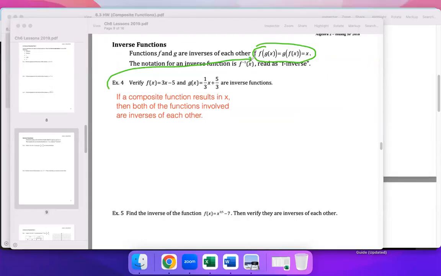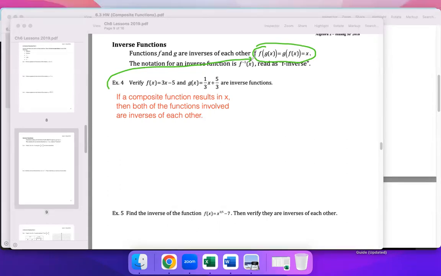Now, when I look at these two, I'm pretty sure they're going to be inverses because that's x times 3 minus 5. What's the opposite of multiplying by 3? And what's the opposite of subtracting 5? So I'm pretty sure this is going to work. But what you do is this, you do f of g of x, which of course, f of x is 3x minus 5, so you're doing 3 parentheses. And you're not going to put x, you're going to put g, so you're going to put all of that in there, right?